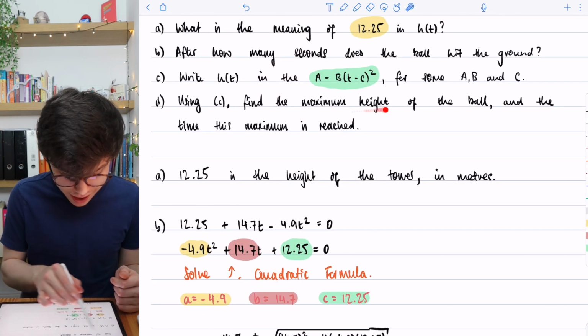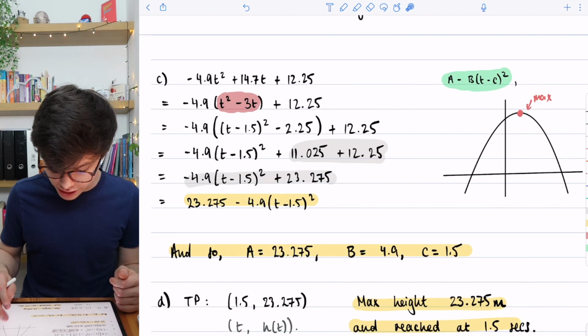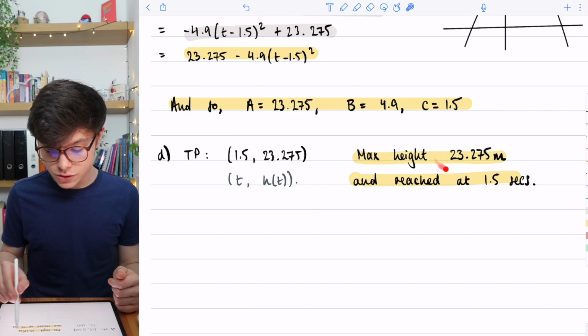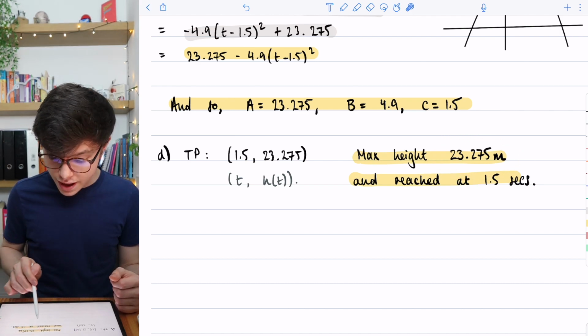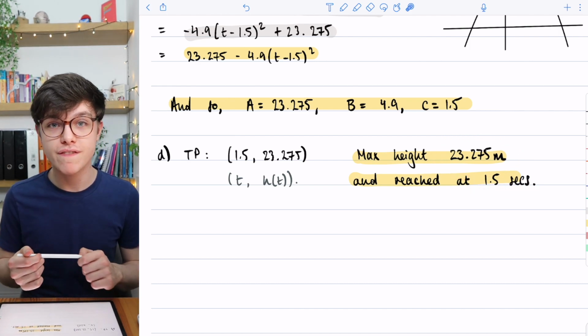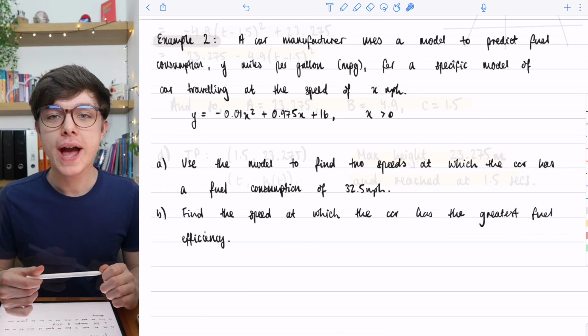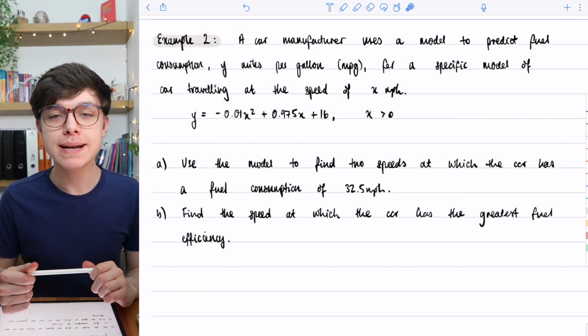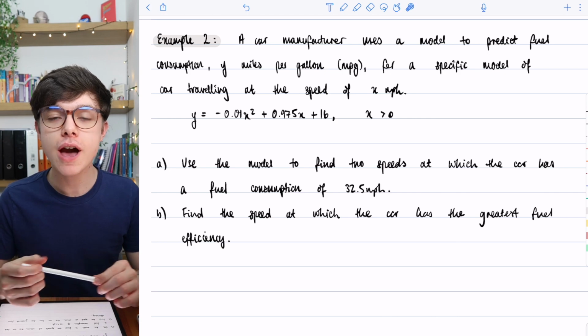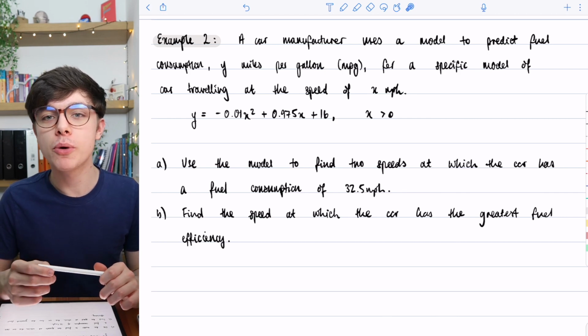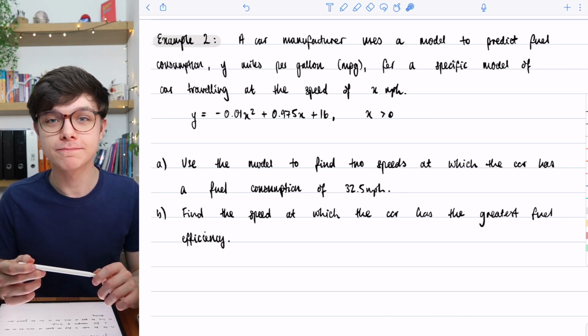And we've worked out everything that we need to work out there because we've been asked for the maximum height and the time that that is reached. So the maximum height is 23.275 and it's reached at 1.5 seconds. Okay, so let's have a look at another example. You can pause the video and have a go, and then press play and we will work through the answer.